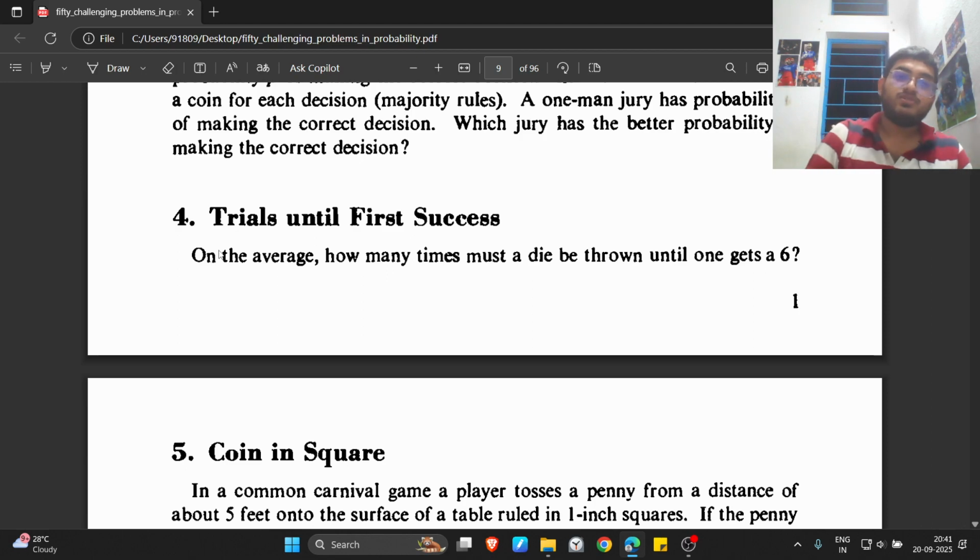Let's say we must roll the dice 5 times. What is the probability to get 6? We roll the dice 5 times, so for the initial 4 times it won't be 6. What is the probability? 5 by 6 to the power 4, into 1 by 6. 5 by 6, because there are 5 faces on the dice other than 6. 5 by 6 to the power 4 because of the first 4 times, into 1 by 6 for getting the last 6.